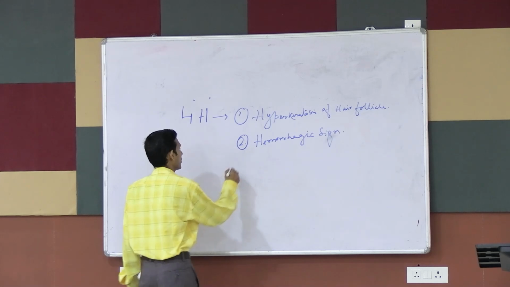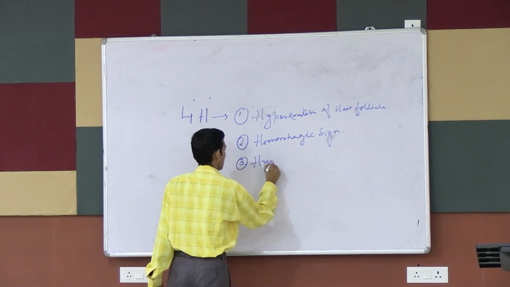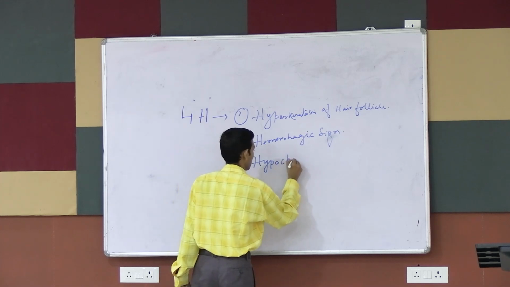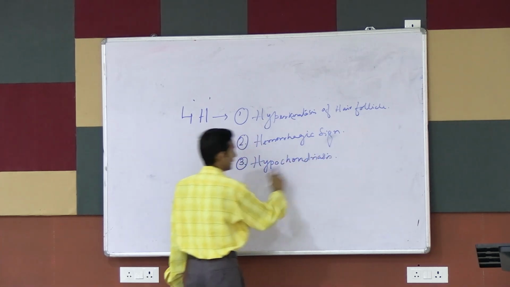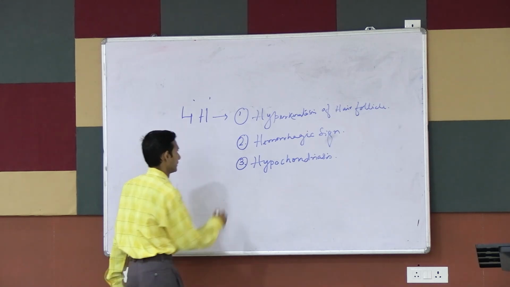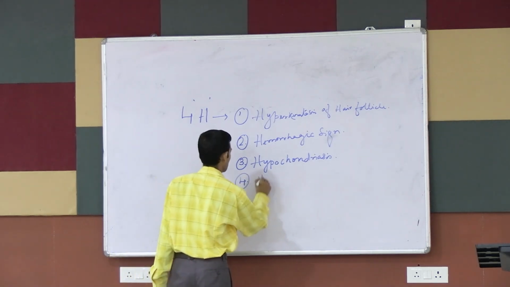Number 3 is the hypochondriasis, that is the health related anxiety problem. And number 4 is the hematological manifestation.